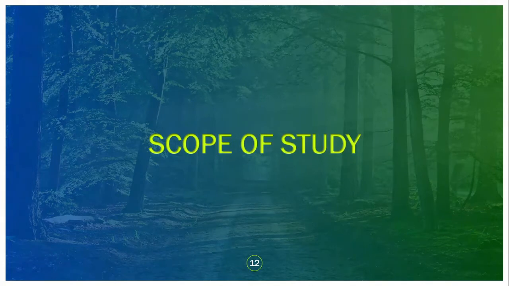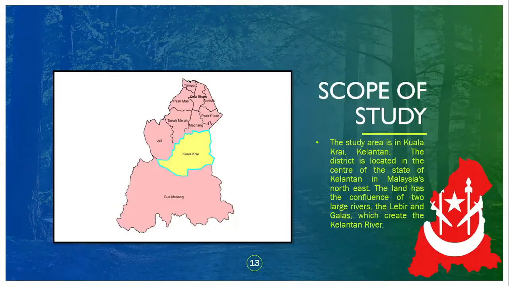Scope of study. The study area is in Kuala Krai, Kelantan. The district is located in the center of the state of Kelantan in Malaysia's northeast. The land has the confluence of two large rivers, the Lebir and Galas, which create the Kelantan River.